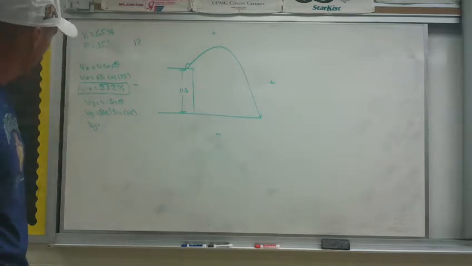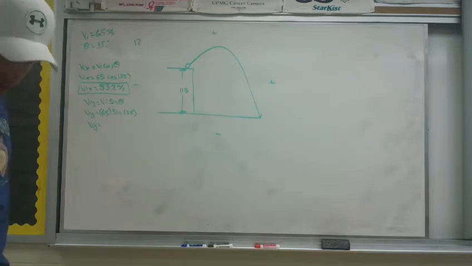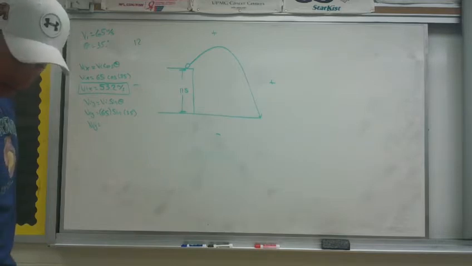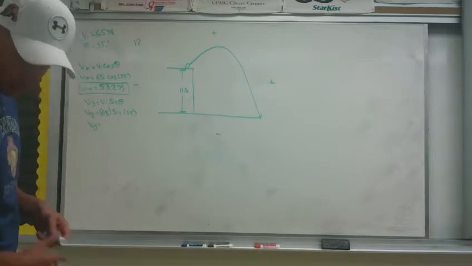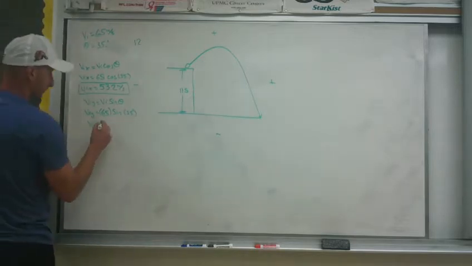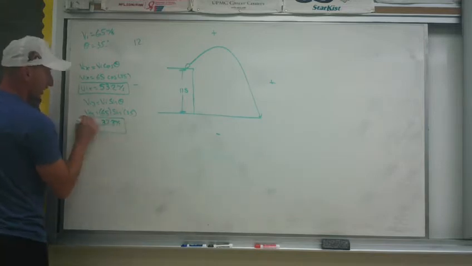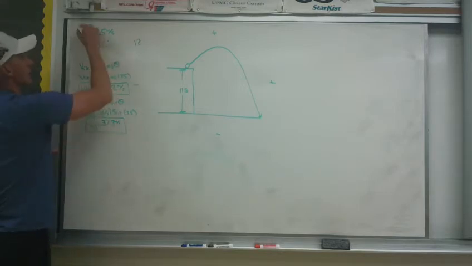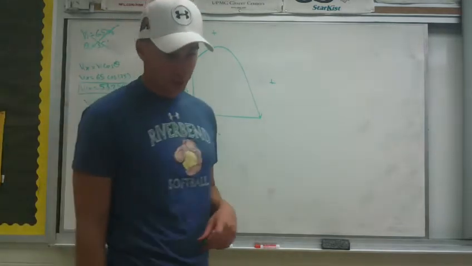So if I look here, what I want to do is sine 35 times 65. I get 37.3. So once I find VIY and VIX, I never use those numbers again. So go scratch them out. So let's see what it says here.